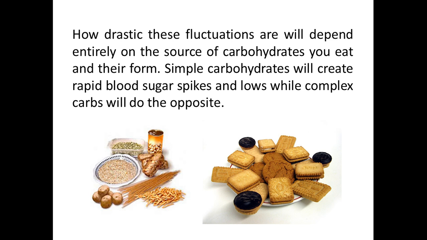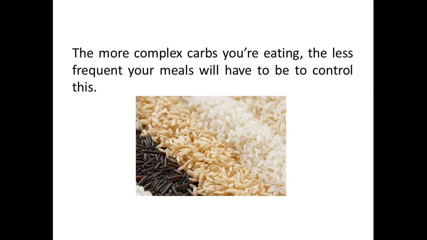Simple carbohydrates will create rapid blood sugar spikes and lows, while complex carbs, aka low glycemic carbohydrates, will do the complete opposite. The more complex carbs you're eating, the less frequent your meals will have to be in order to control this. So the key thing is to have complex carbs that are low in the glycemic index. If you're not familiar with that, I can always send you some information. Basically, the lower the glycemic carb is, the slower it digests, so it'll last longer in your bloodstream and fuel your body over a slow period.